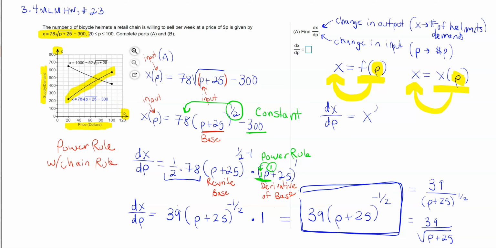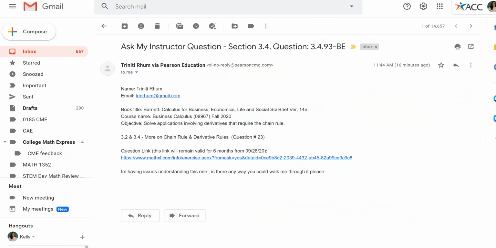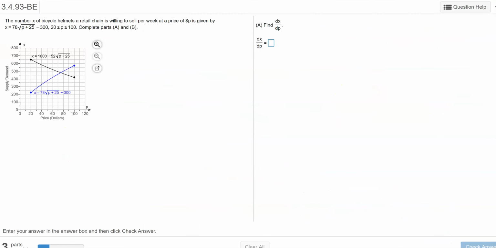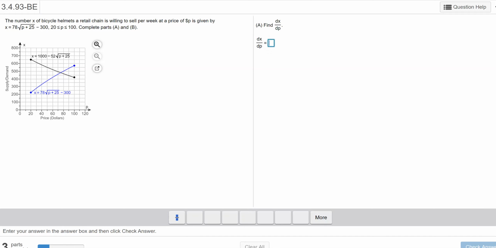So let's go do that, because I don't know what part B is yet. So I'm going to go type that in. Okay, here we go. Here it is. Okay. Oops. Maybe not. There. There it goes. Okay, let's type that in.